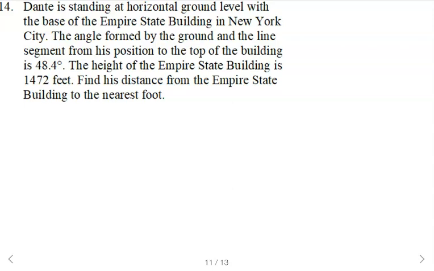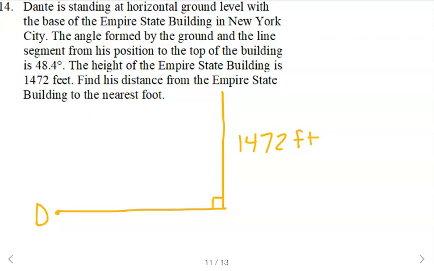All right, 14. Dante's standing horizontal, ground level, with the base of the Empire State Building. The Empire State Building is 1,472 feet tall. We're trying to find the distance. Now we're talking about ground distance here. So trying to find the distance from Dante to the base of the Empire State Building. I guess I'll just call this B for the base of the building.